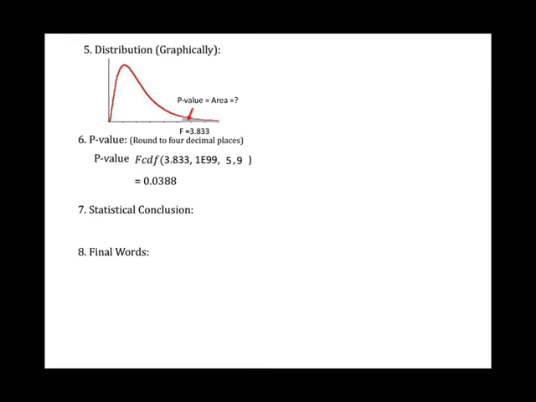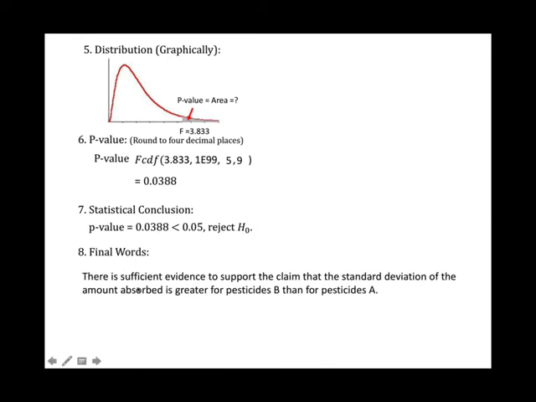Compare with your significance level. It should be less than, right? So that's a reject. Conclusion: which conclusion are you going to use? You'll be using the number 3 conclusion. There is sufficient evidence to support the claim that the standard deviation of the amount absorbed is greater for pesticide B than for pesticide A.